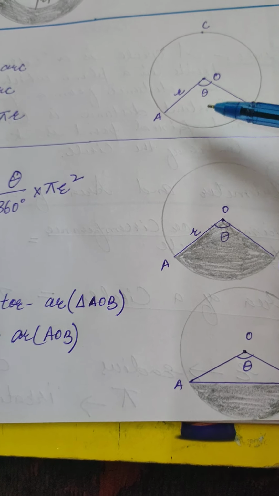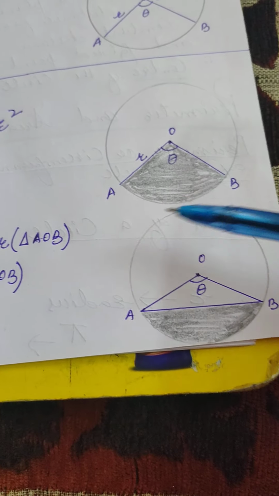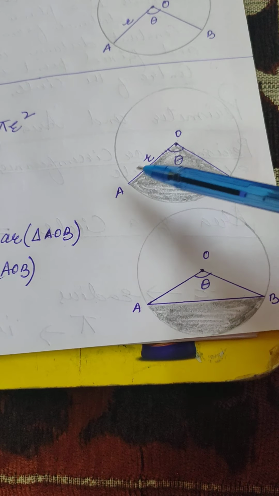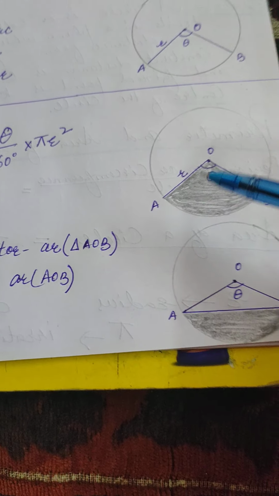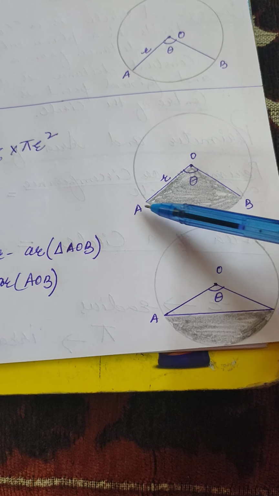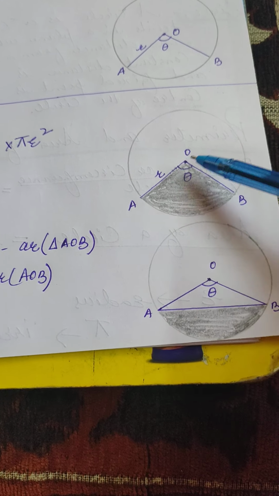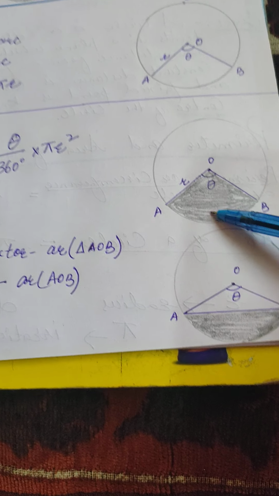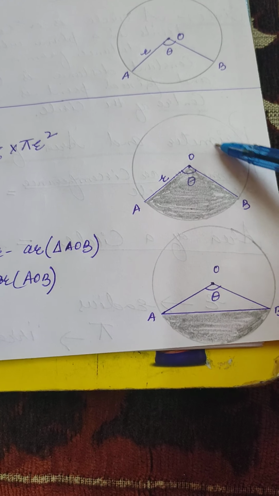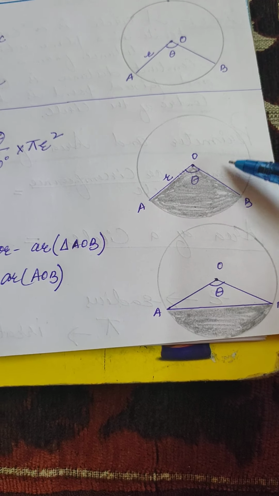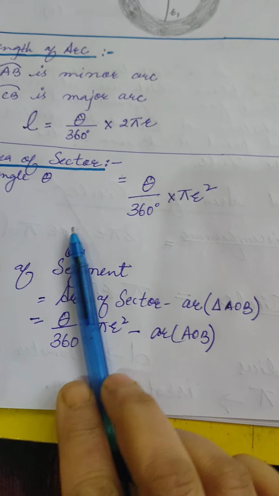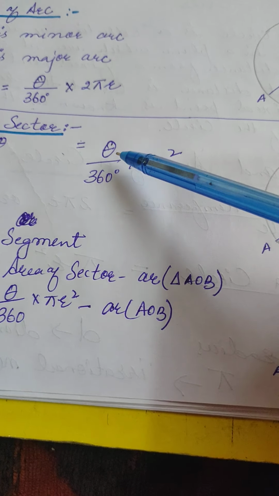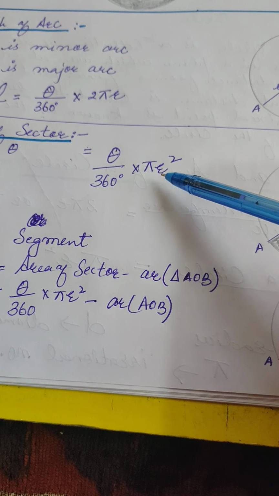Now comes area of a sector. What is a sector? Sector is the region covered by the arc and radii of this circle. Here this shaded portion is the minor sector and this portion is the major sector. And what is the formula to find the area of the sector? Area of the sector is equal to theta by 360 into pi r square.